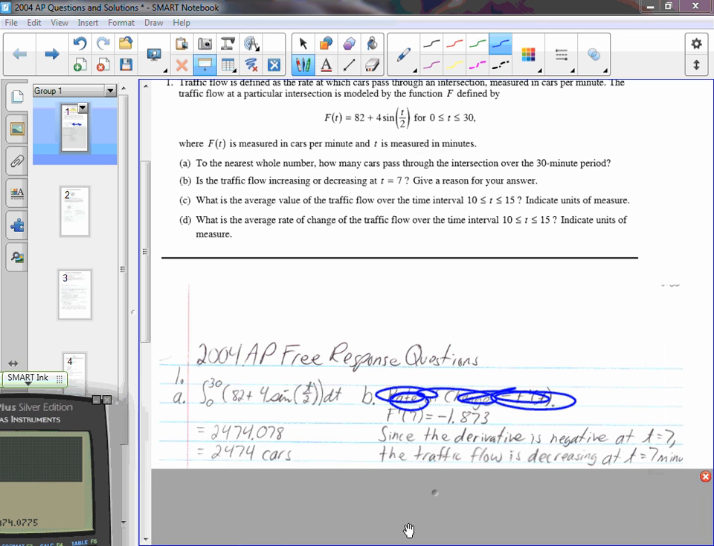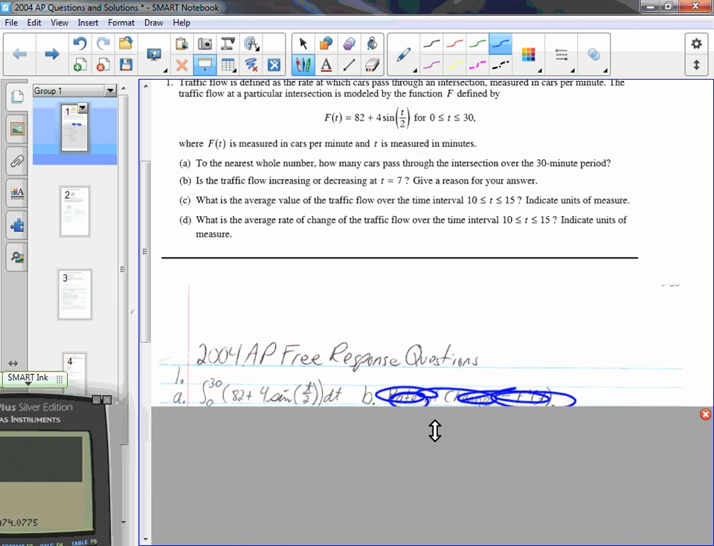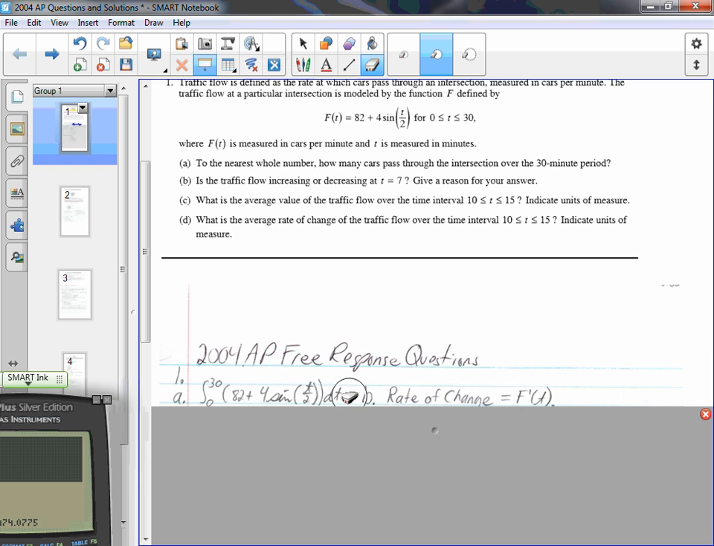All right, part B. Is the traffic flow increasing or decreasing at 7? What do we need to know if a function's increasing or decreasing? The sign of its derivative. Okay? Now, we've got a calculator in our hands, so we can figure this out real quickly on the calculator.